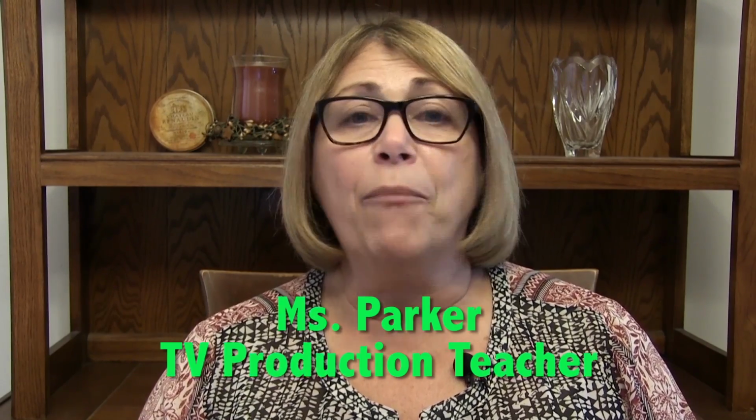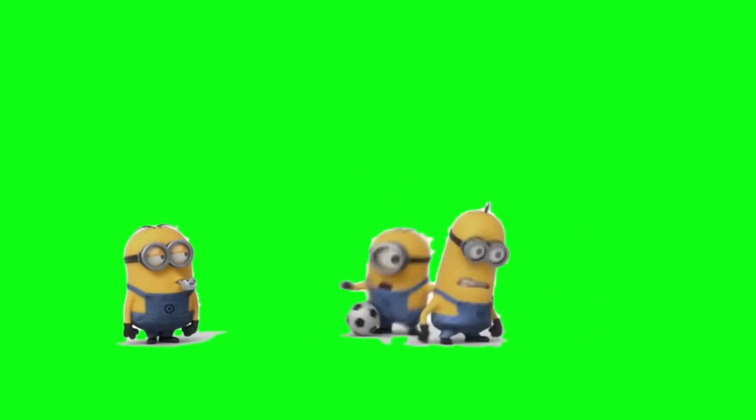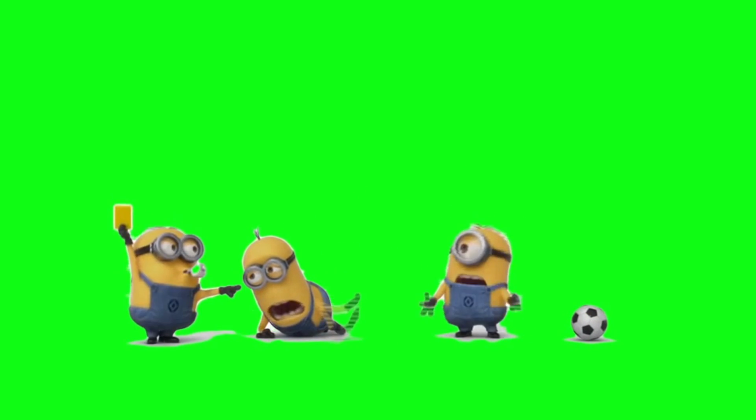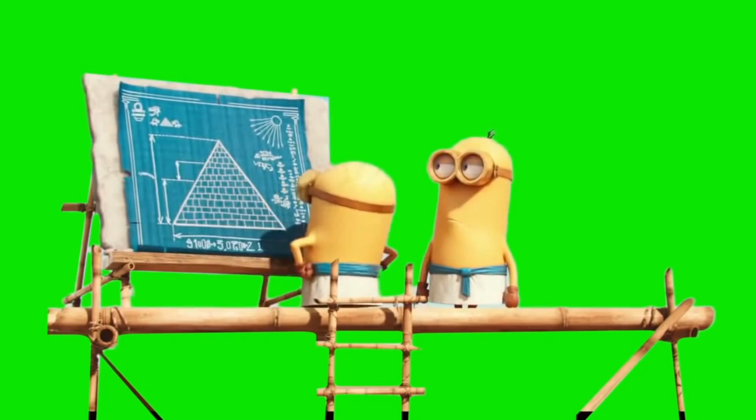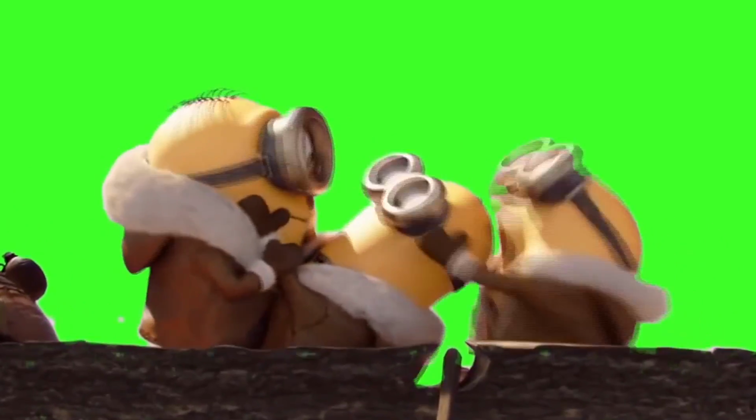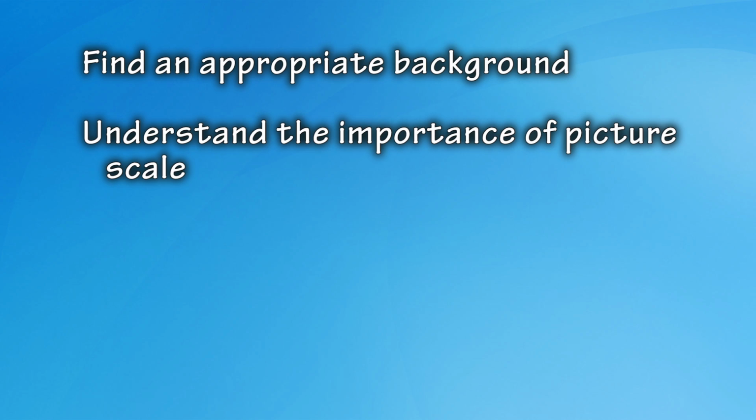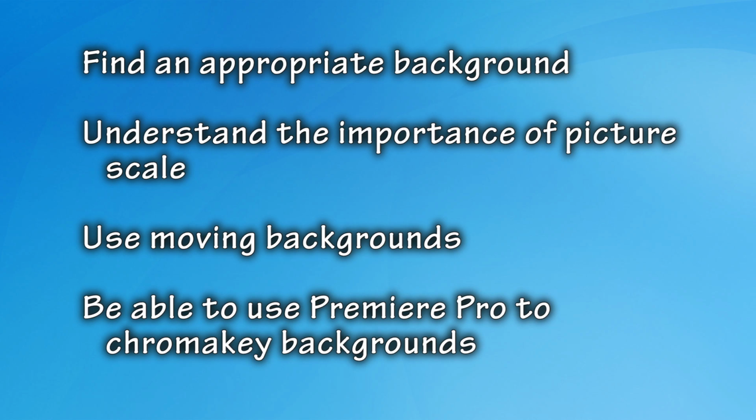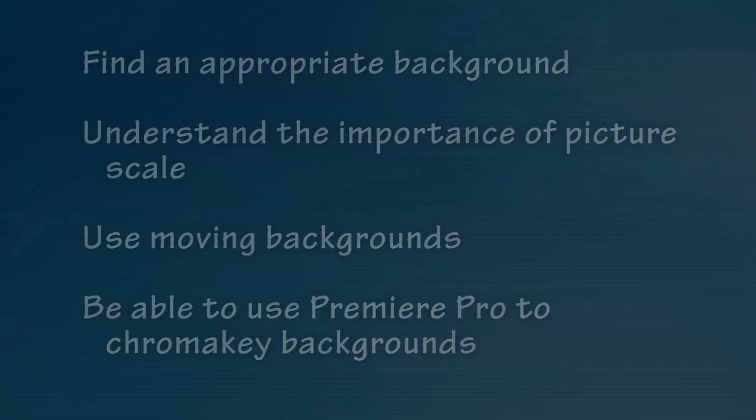Today I'm going to show you how to use the green screen in the studio to transform a plain, uninteresting set into one that appropriately fits your project or program and is appealing to your audience. When you have finished this lesson, you will be able to find appropriate backgrounds for your projects, understand the importance of picture scale, search and locate moving backgrounds, and be able to use Premiere Pro to chroma key a background in your project. So let's get started.